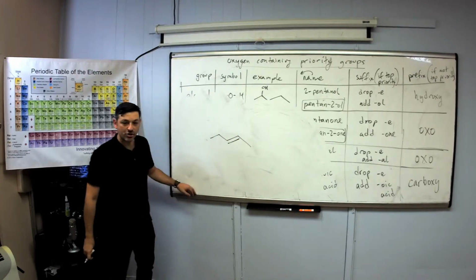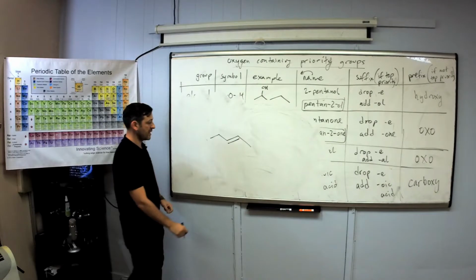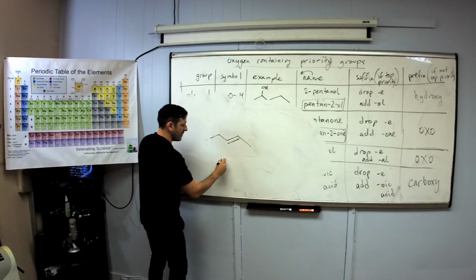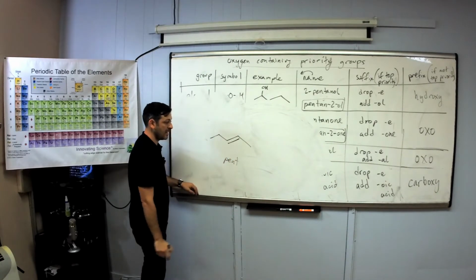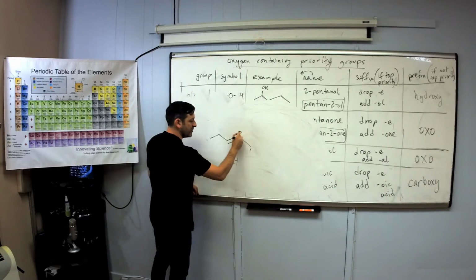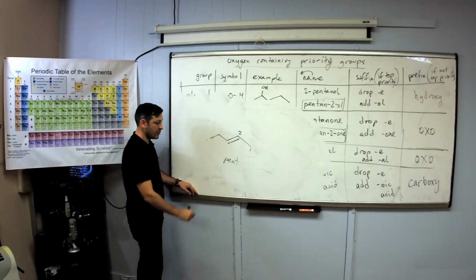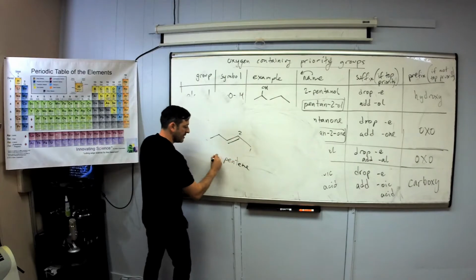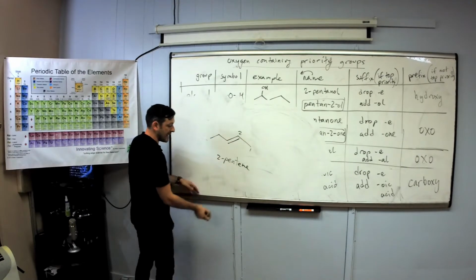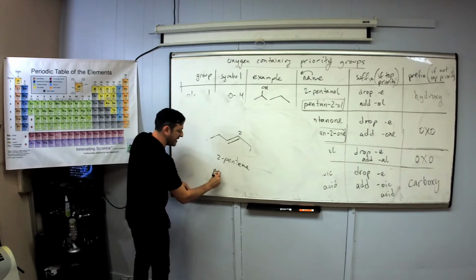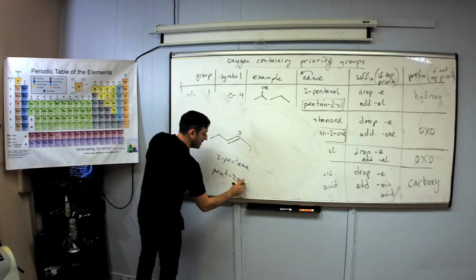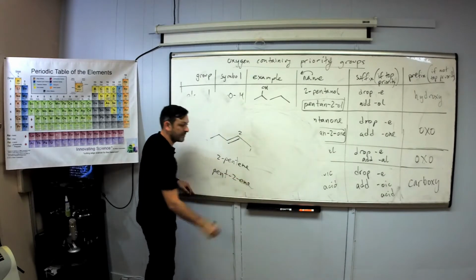If you've been paying attention, what do you call this? It's 1, 2, 3, 4, 5 carbons, so it's pent. And you number it for the lowest number 1, 2, not 1, 2, 3. So it's pentene. It's 2-pentene, but I don't like that. It's not wrong, I just don't like that. It's pent-2-ene. I think that's way better.